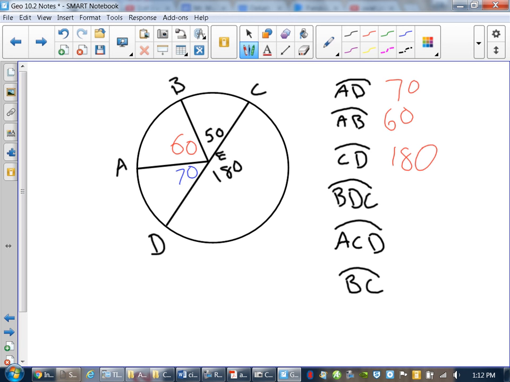CD. 180. BDC. 310. Very good. Now remember, you can do that two ways. You can add them up or just subtract out what's left over, just like you've done before with supplementary and complementary angles. You do the same thing, guys. ACD. 290. And then last but not least, 50. Very good.